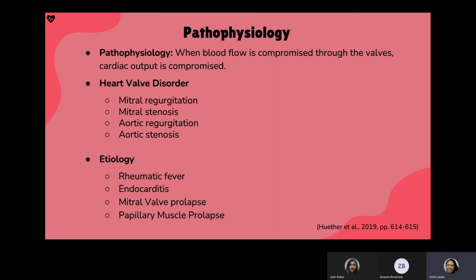The pathophysiology for valvular heart disease is that when blood flow is compromised because of the valves, the consequence is that cardiac output is also compromised. The common heart valve disorders are mitral regurgitation, mitral stenosis, aortic regurgitation, and aortic stenosis. The etiology, or the cause, of valve disease would be rheumatic fever, endocarditis, mitral valve prolapse, and even papillary muscle prolapse. Rheumatic fever and endocarditis are the most common causes of valvular heart disease because they can cause damage, vegetation, or thickening and scarring of the heart valves.